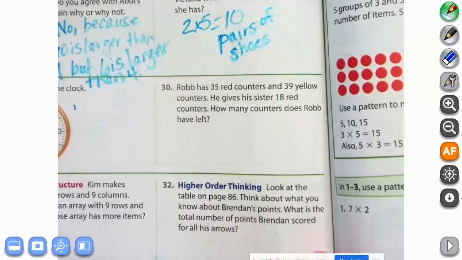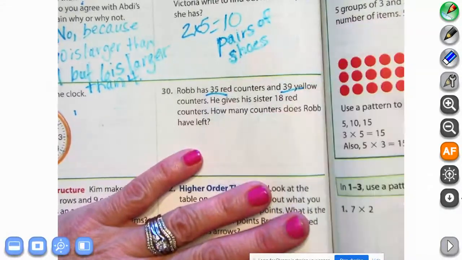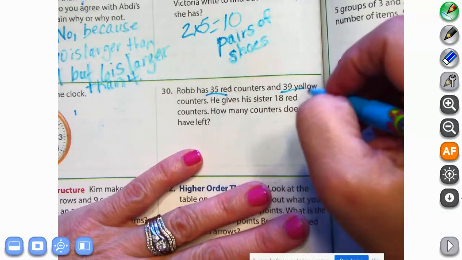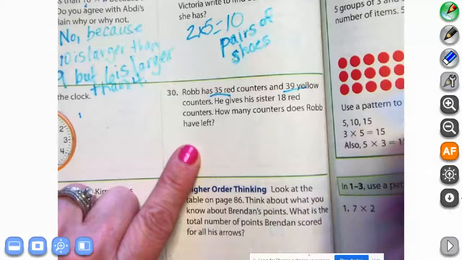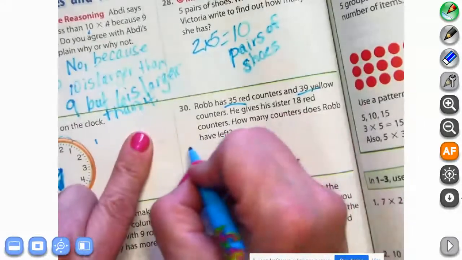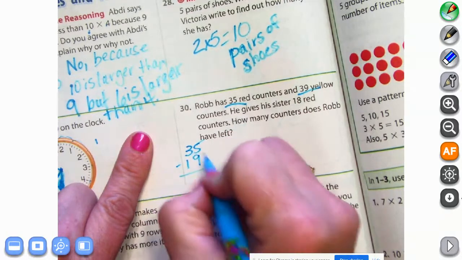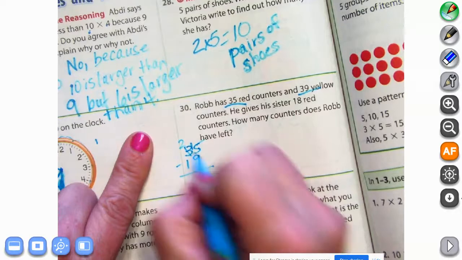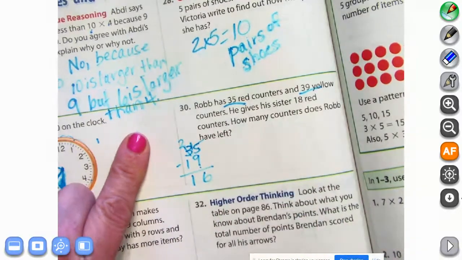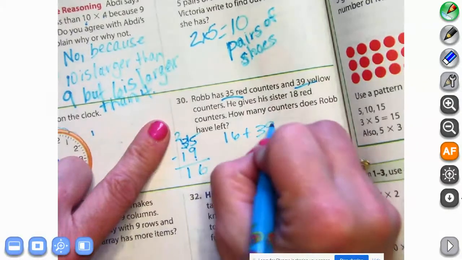All right, number 30. Rob has 35 red counters and 39 yellow counters. He gives his sister 18 red counters. How many counters does Rob have left? Okay, he gave his sister 18 red counters, so we have 35 minus 19. 9 out of 5 we can't do, so we're going to borrow 10. There's 16. Okay, and now we're going to take that 16 and add it to the 39.